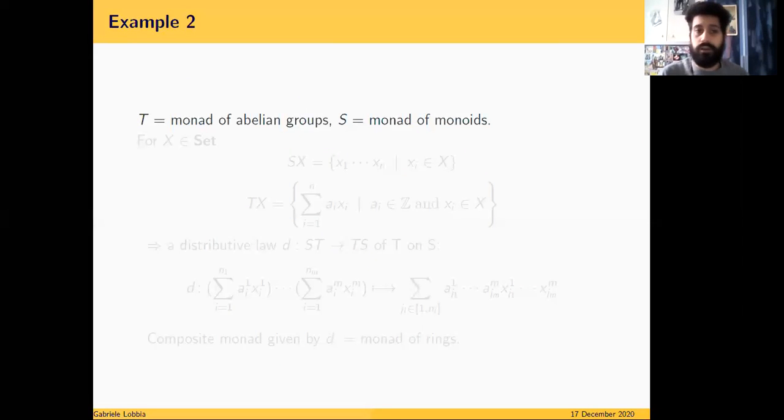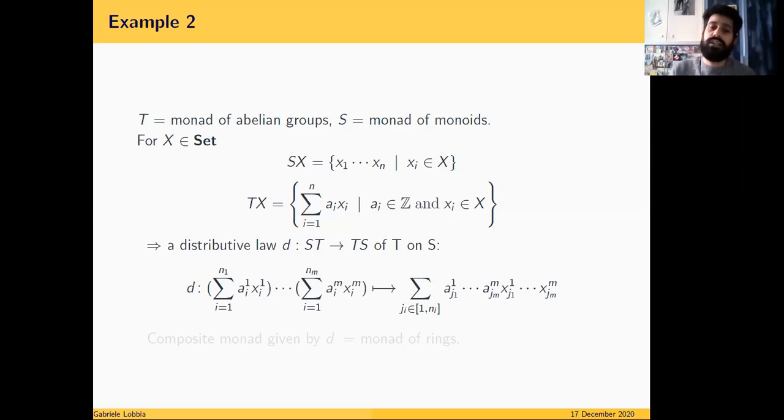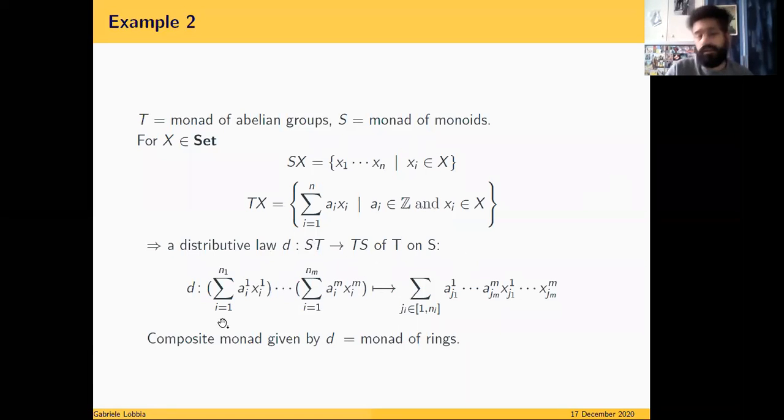Well, I told you that distributive laws generalize the idea of the distributivity in rings. So I thought that I could also give exactly this as an example. Let's take the monad of abelian groups and the monad of monoids. So SX would be just words and TX would be formal sums of elements of X. And then we can find a distributive law using the distributivity. This is a weird map, and it's a bit confusing, maybe, if you just look at it. But what it really means is that we're just applying the distributive law that we know should hold for rings. And the nice thing is that you can check that this actually gives a distributive law, it satisfies the axioms, and the composite monad is exactly the monad of rings.